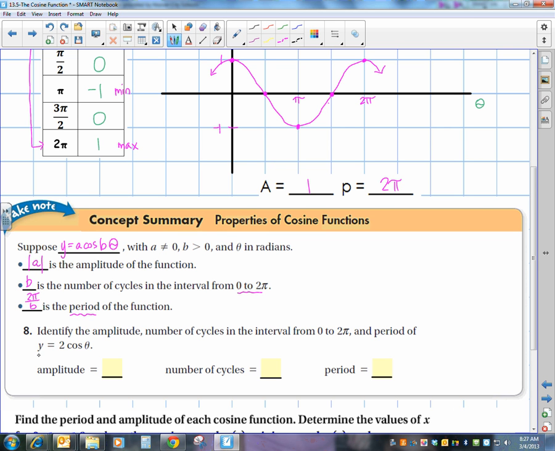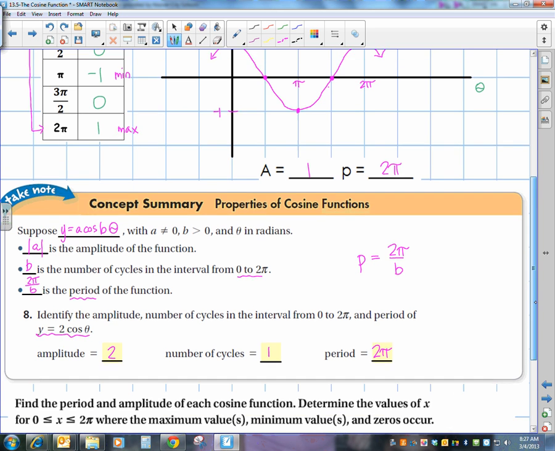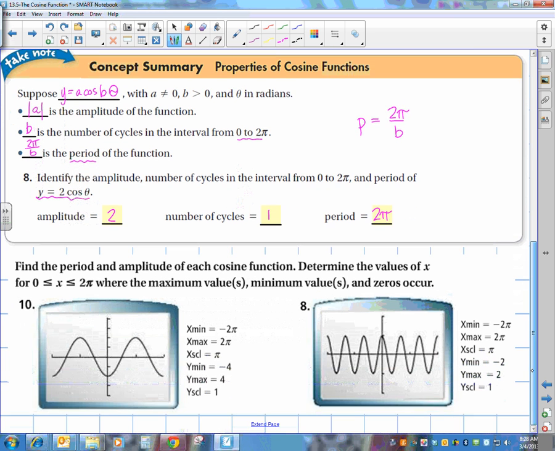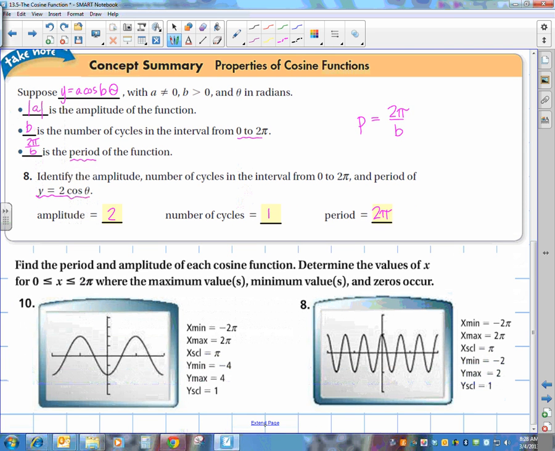Okay, another example, they give us y equals 2 cosine theta. Here's my equation. What's the amplitude? 2. How many cycles do I have? Whatever my coefficient is, so I'm going to have one cycle. What is my period? And we often use this formula. Period is 2 pi over b. So b in this case is 1, so 2 pi over 1 is 2 pi. So for that particular equation, my period was 2 pi. Now, we're going to go through and look at the examples that we have to do for our assignment.